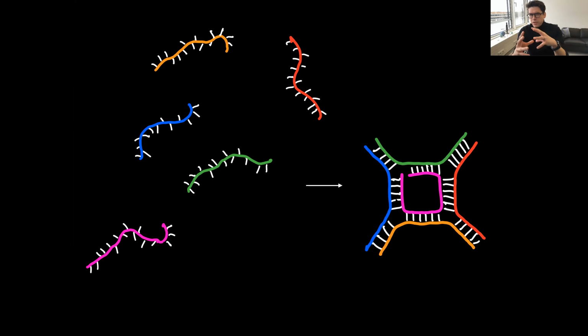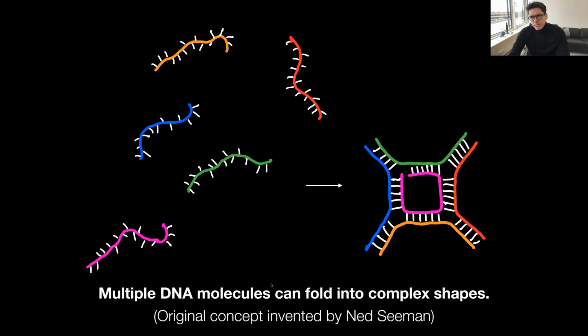So you set up a set of potential interactions by sequence complementarity in a way that you could form, for example, this little rectangle with these branching appendices. So that would be a very simple structure. And basically, by using simple Watson-Crick base complementarity rules, you can design DNA molecules so that multiple DNA molecules can fold into complex shapes.